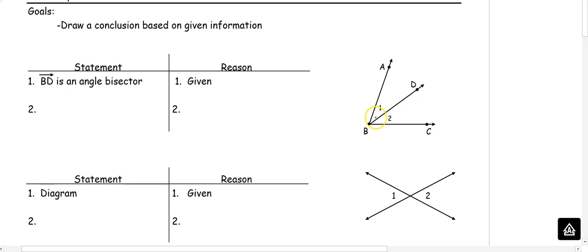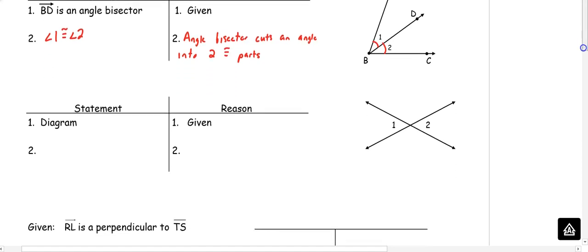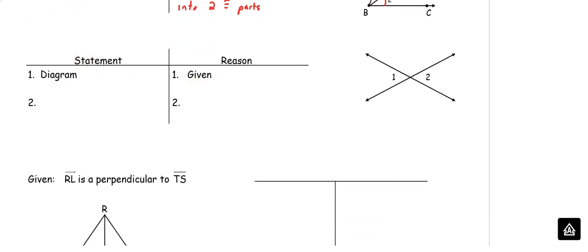Well, based on that information, if it's an angle bisector, then it's cutting the angle in half, which means that angle 1 is congruent to angle 2. And the reason is we have to explain what an angle bisector does. So we would say an angle bisector cuts an angle into two congruent parts.